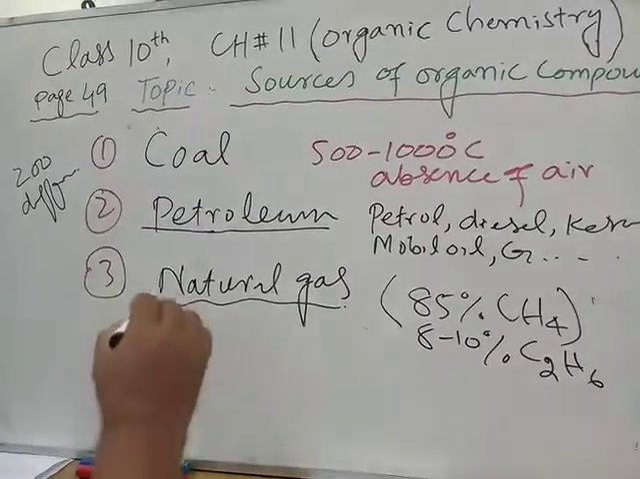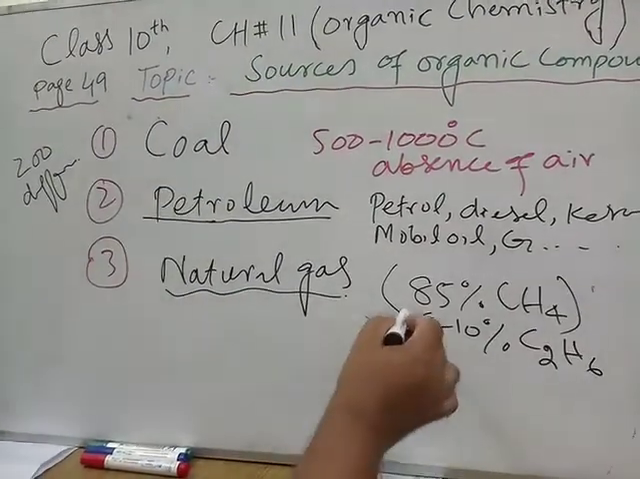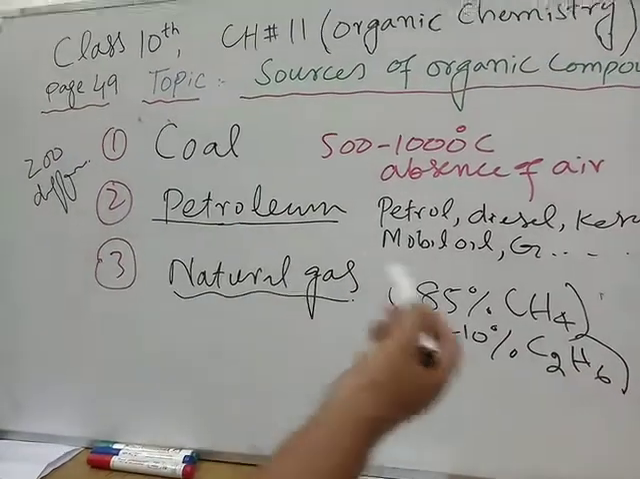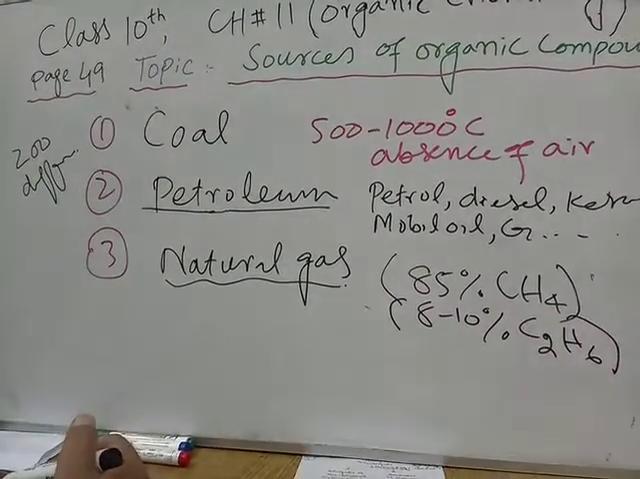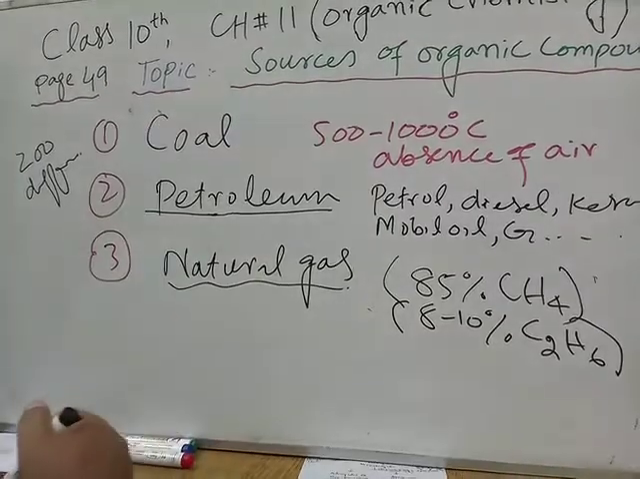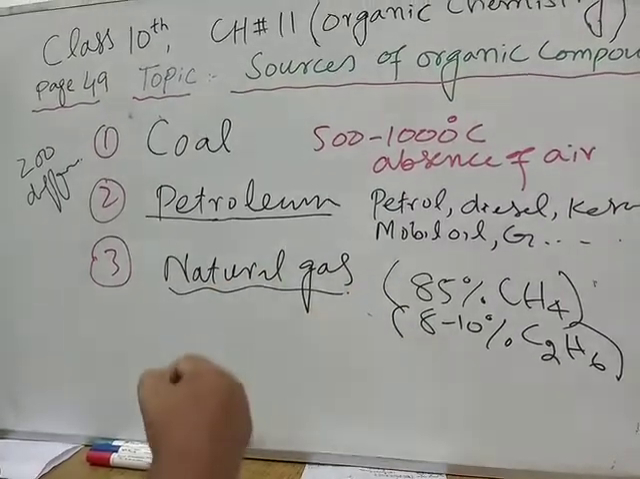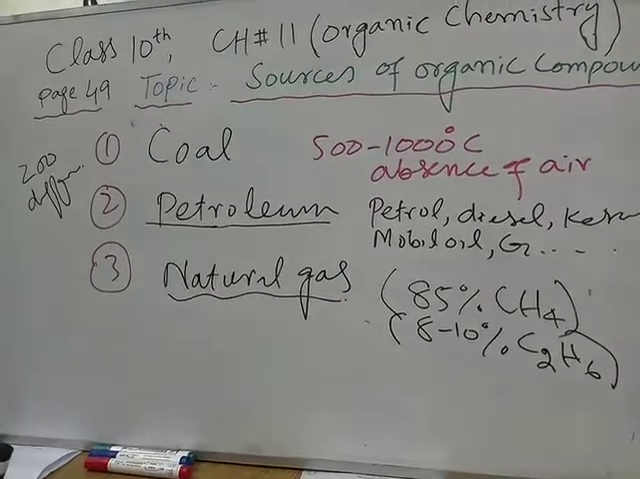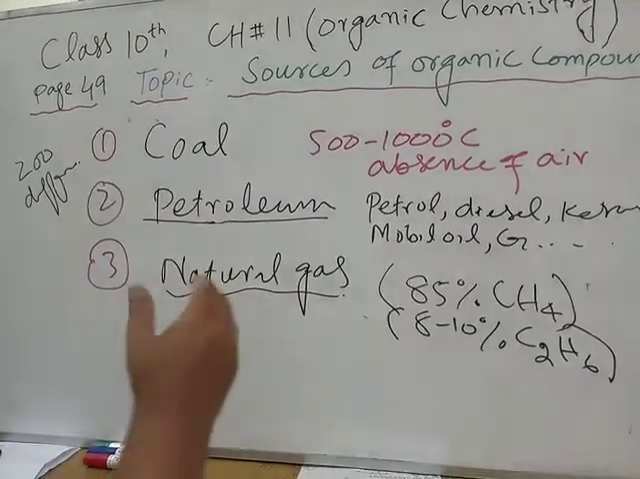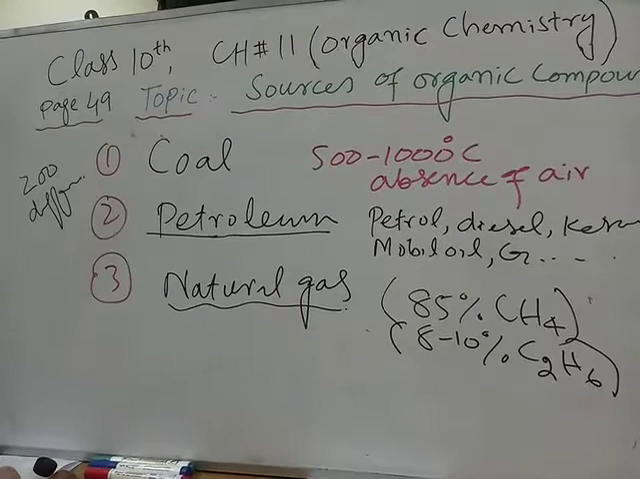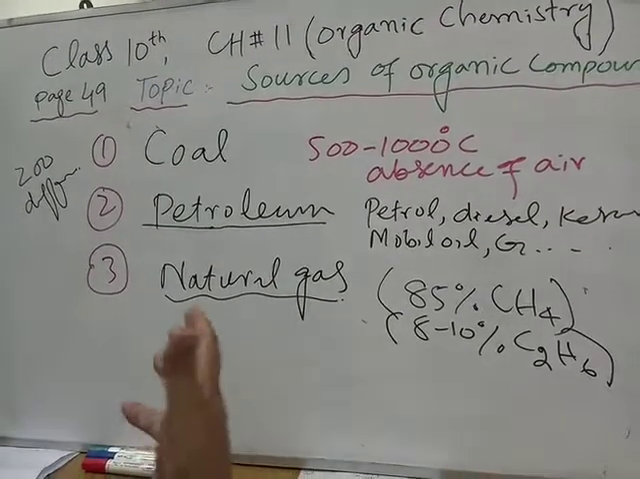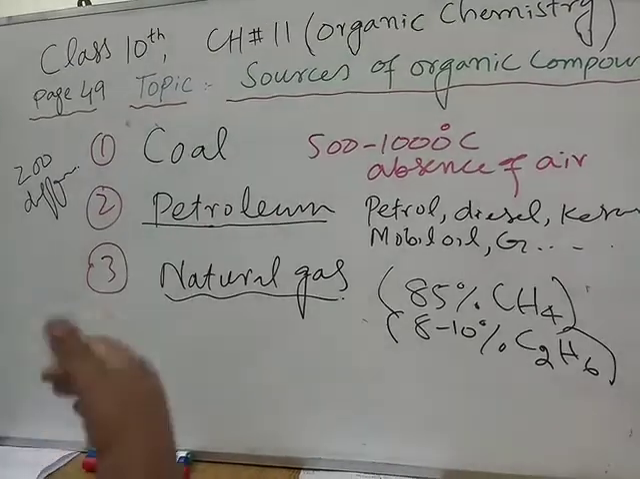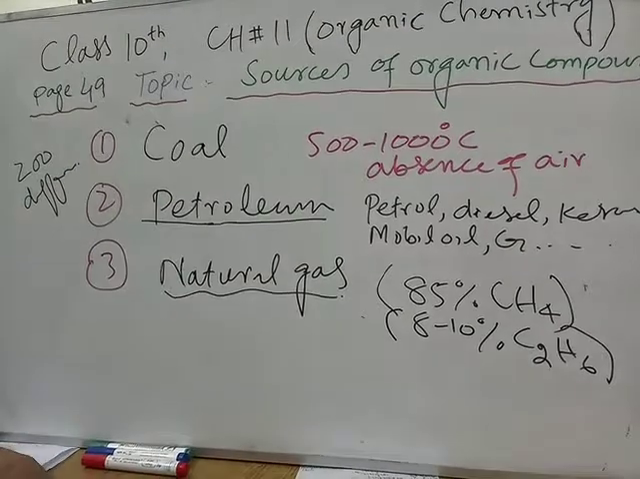So mainly the natural gas is composed of methane and ethane, and both these are the sources. So the natural gas is a good source of methane, ethane, propane, butane, ethene, and ethyne. So these compounds are easily obtained from natural gas. Natural gas is used as a light source in homes. It is also used as a fuel domestically, and also for industrial purposes.